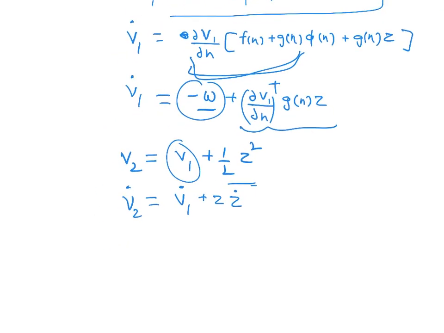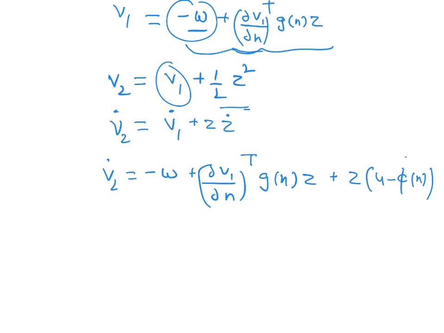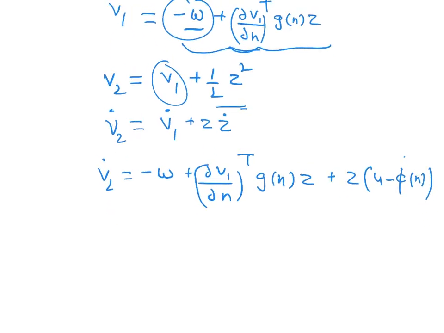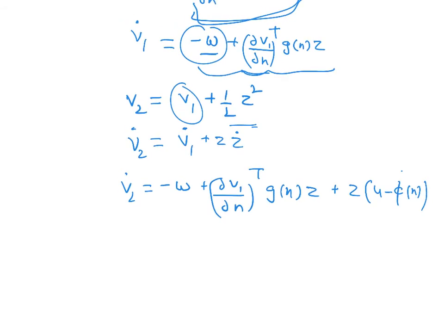So now if I plug it in, v1 dot is already given here, so let's write that: minus w, plus del v1 by del eta transpose into g eta of z. And what is z dot? Z dot is u minus phi dot eta, right? Got it?